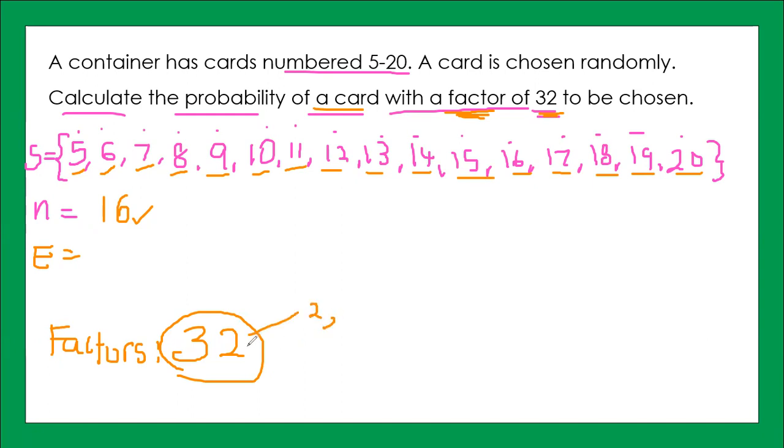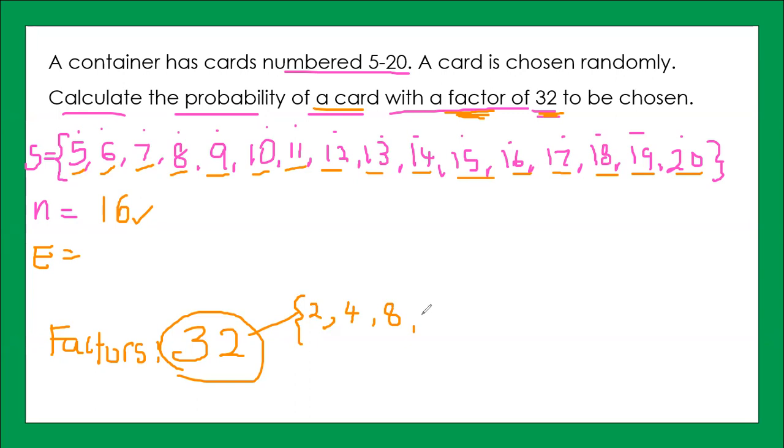Can 32 be divided by 4? Yeah, can. All right? Can 32 be divided by 5? Cannot. Can 32 be divided by 6? Cannot. 7? Cannot. 8? Can or not? 8, 16, 24, 32. Can. Can you see? This is how you list out your factors. I hope you remember this.